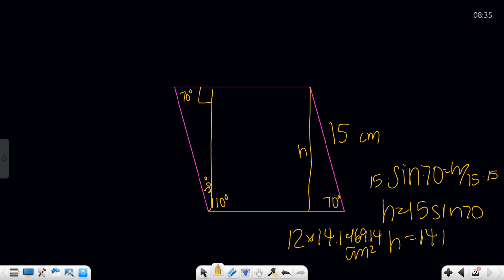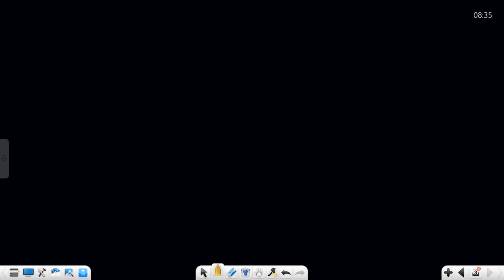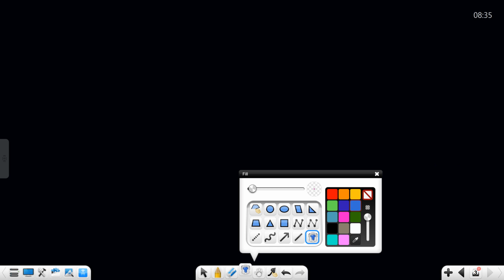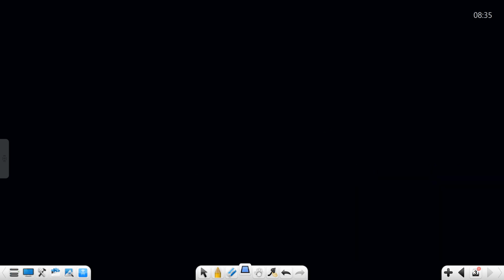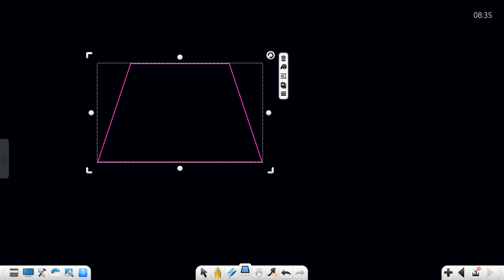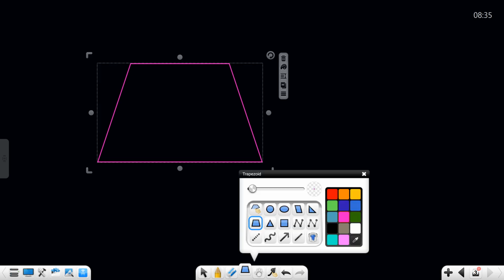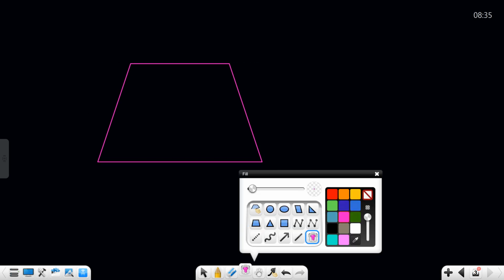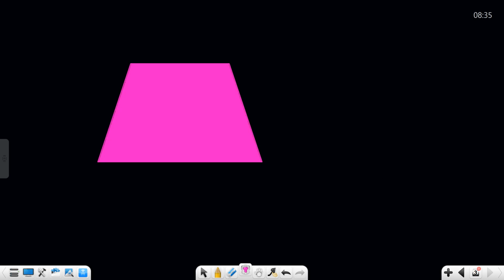Okay, so we're good on parallelograms and rectangles, yes? All right, let's talk about trapezoids. Base plus base. Okay, so here's a trapezoid. And we've talked about these before, right? You know what a trapezoid is? Yes. Yeah, because we did quadrilaterals already, right?